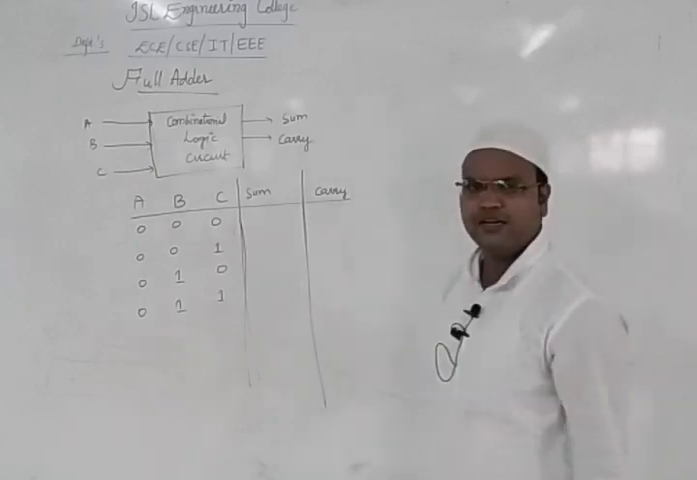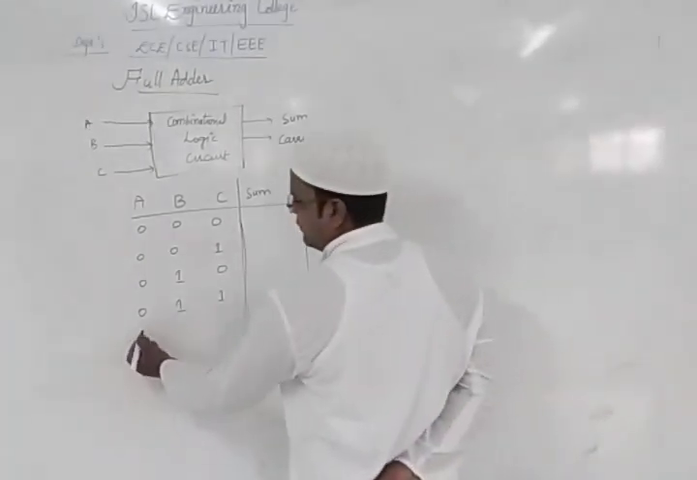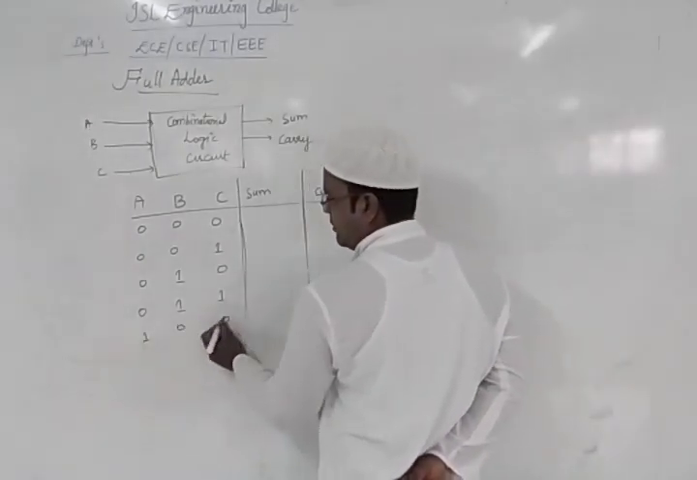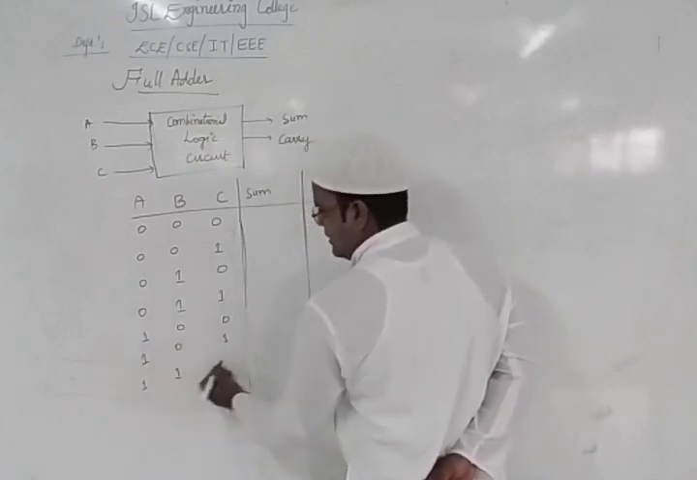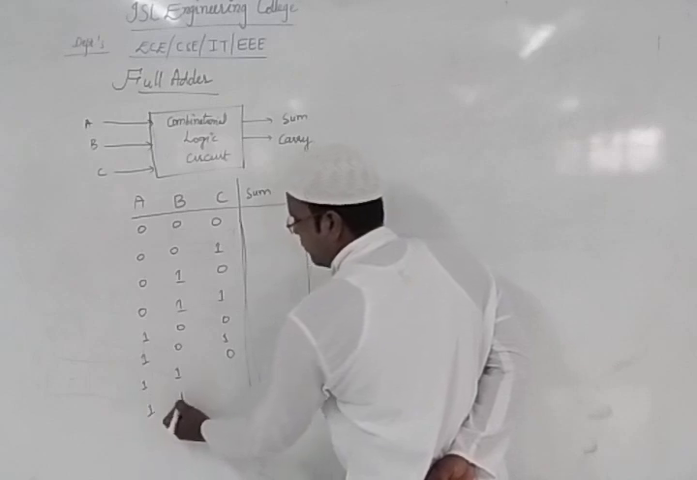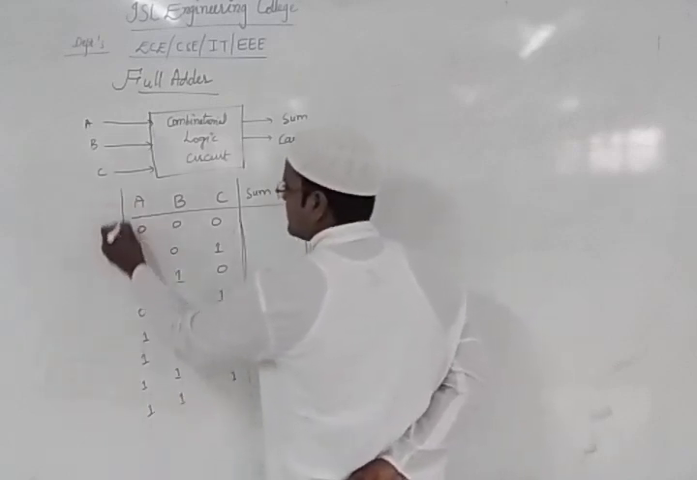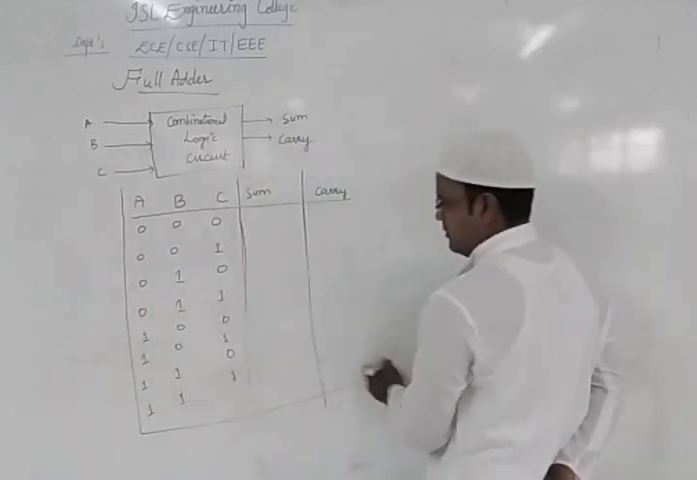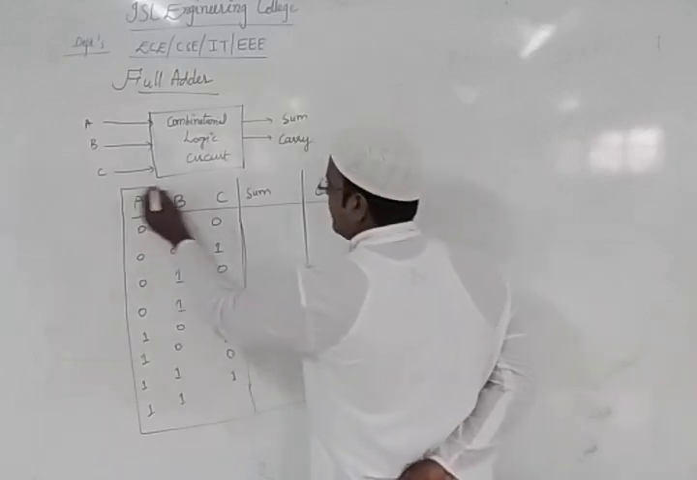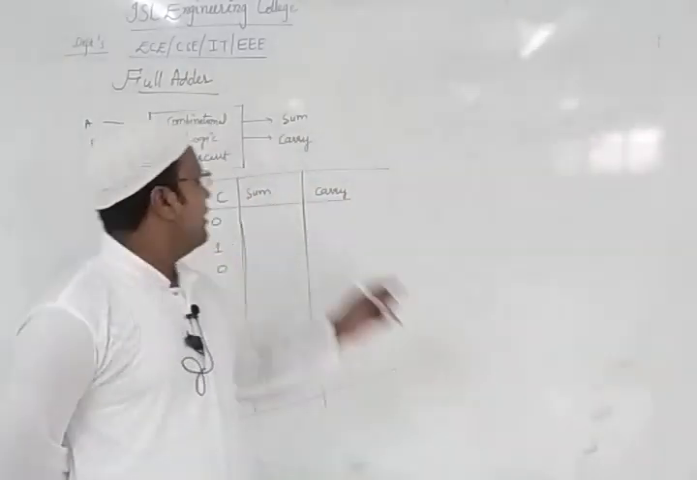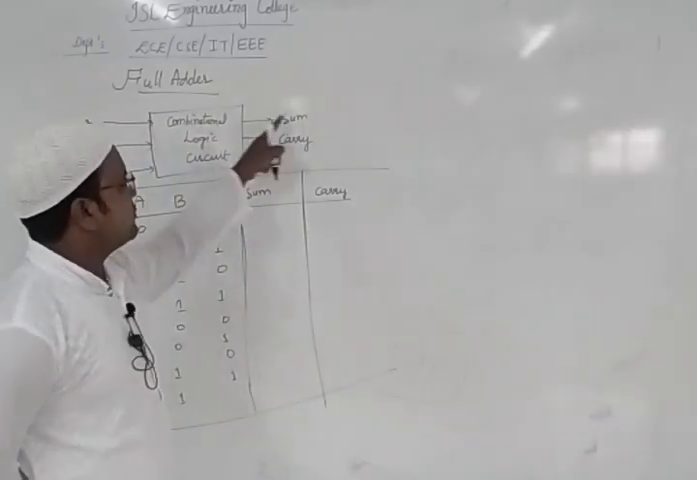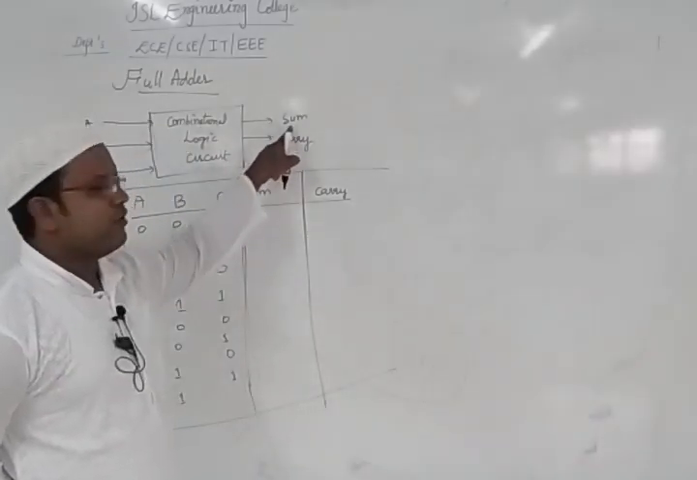So 0 to 3 is done. Next is 4 to 7. For 4 we'll write 1, 0, 0, then 1, 0, 1, then 1, 1, 0, then 1, 1, 1. So we have this particular truth table. We have designed it. So what we are doing, students, is taking the A, B, C values, and we want to write sum and carry. We wrote sum and carry.